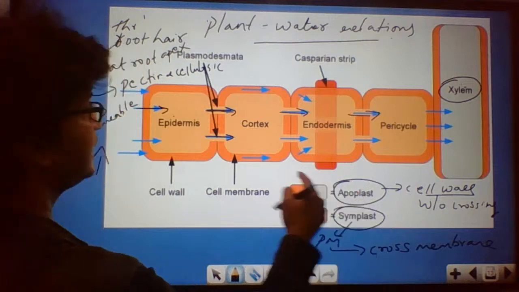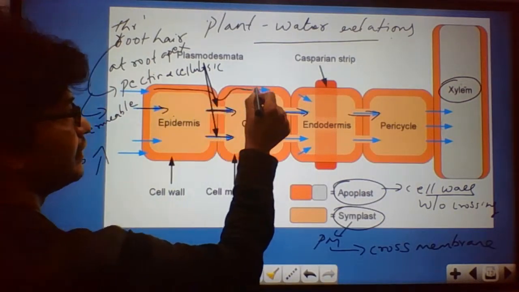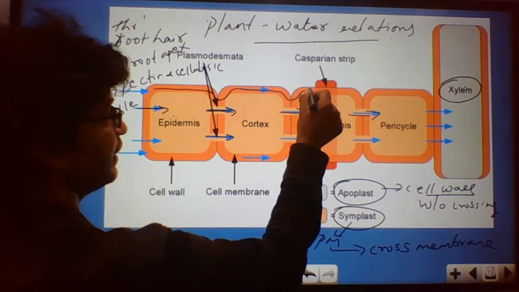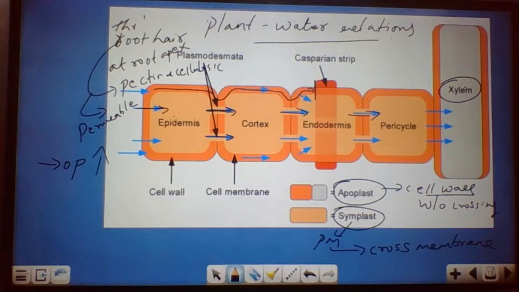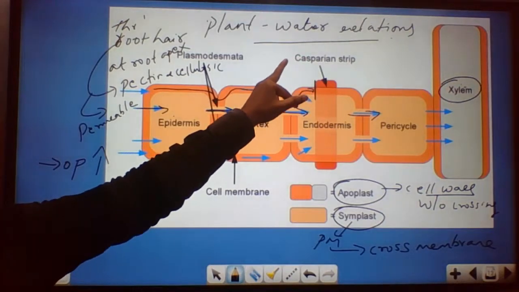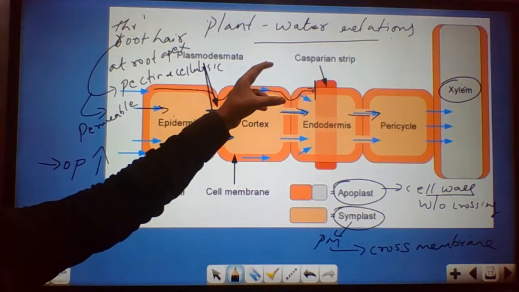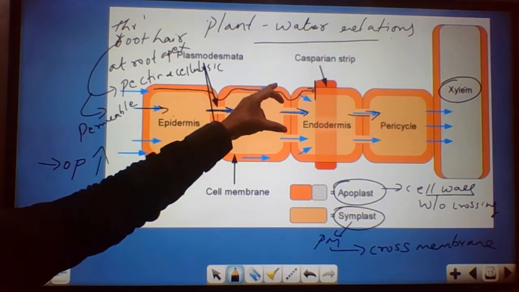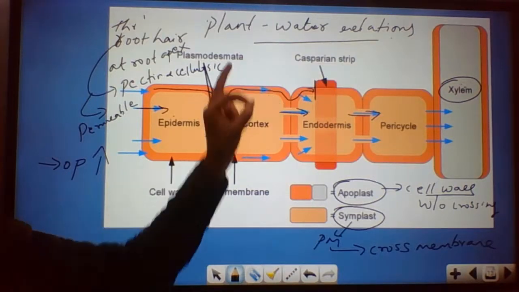But this is not the case for the apoplast, where it is coming to the cell wall. It's coming this way, it's not crossing the membrane, and somewhere it has to be stopped, right? Here we have something called the Casparian strip. The Casparian strip is present in the endodermal region. It is basically a radial cell wall present in the endodermis, and it contains a hydrophobic compound.